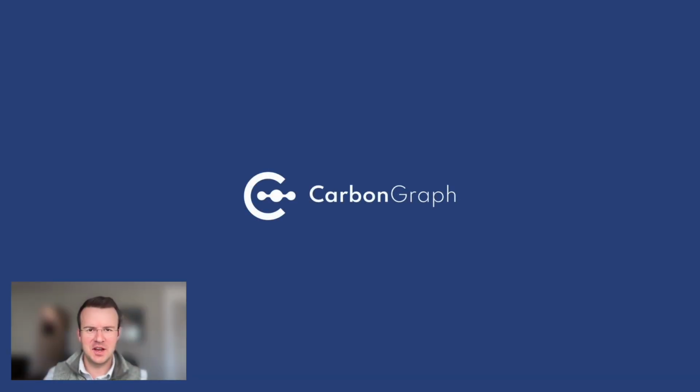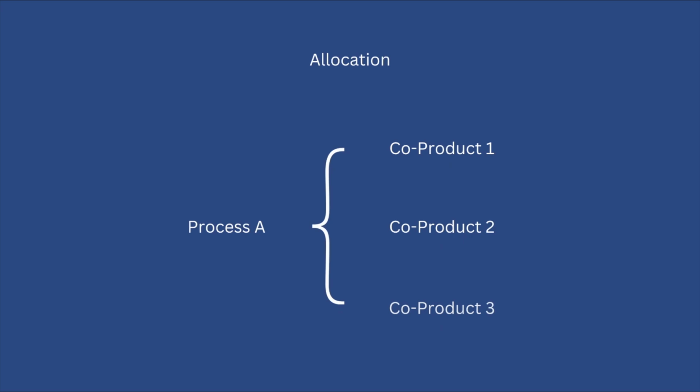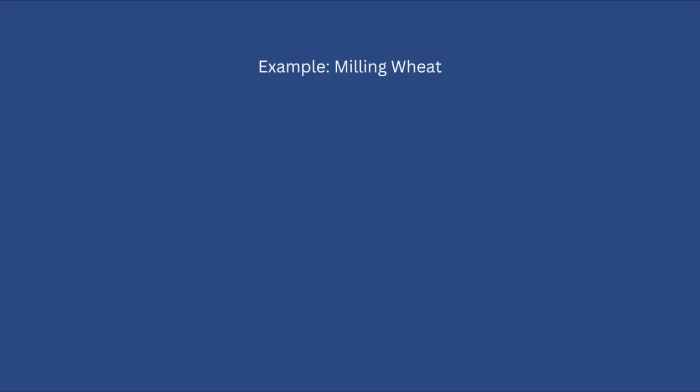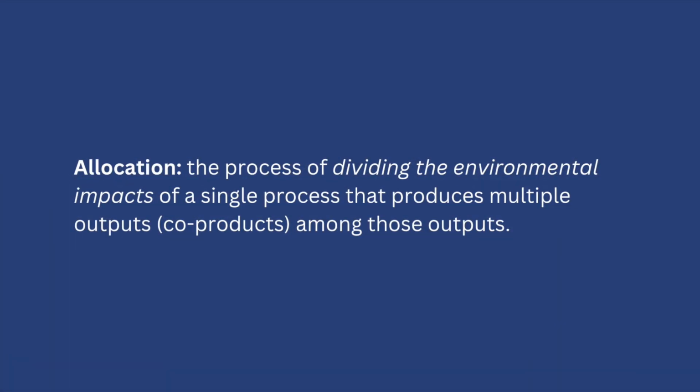Hi everyone. Today we're going to discuss allocation and lifecycle assessment and how to do it in CarbonGraph. When a single production process yields more than one final product, we refer to these outputs as co-products. A classic example of this is milling wheat into flour and bran. The question we use allocation to answer is, how do we fairly divide the total environmental impact among these co-products?